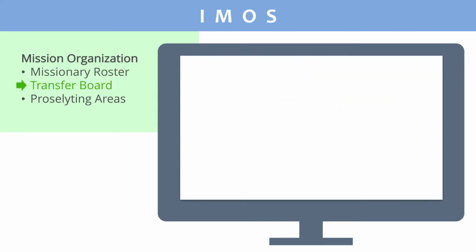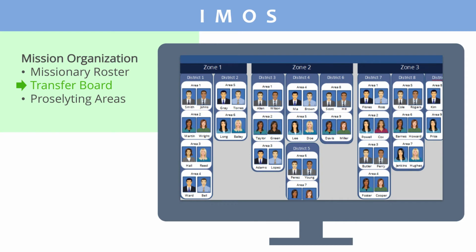Now let's look at the transfer board. You'll use this a lot and really appreciate these features. As you can see, the board is organized by zones. These headings along the top identify the zones with photos of the missionaries in that zone grouped by districts. So this is the board. When it's time to plan transfers, each individual photo on the board can be dragged and dropped to any location, so you can consider different combinations.